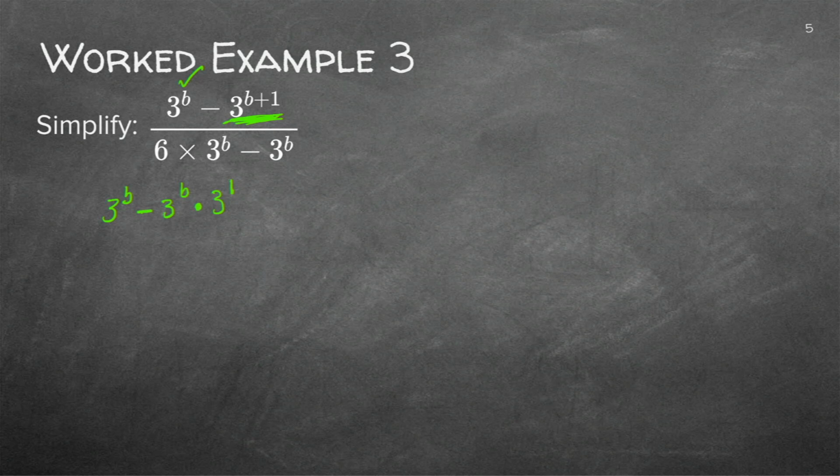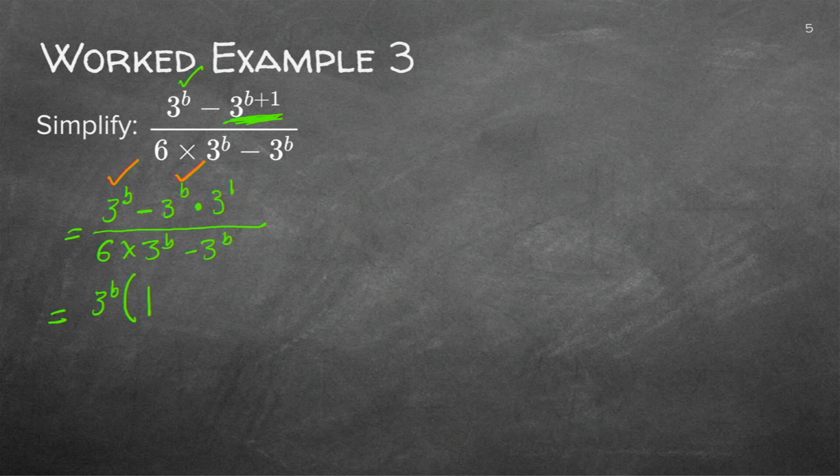So we just went back now. We divide this by 6 times 3 to the power of b minus 3 to the power of b. And step 2, you check out common factors. So let's look for common factors. I have 3 to the power of b on one side and I definitely have a 3 to the power of b on the other side. So it means I take out 3 to the power of b as a common factor and then open a bracket.